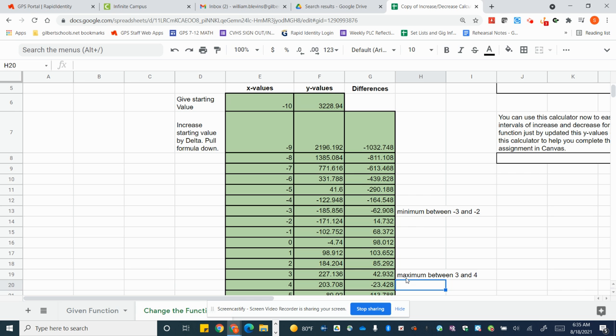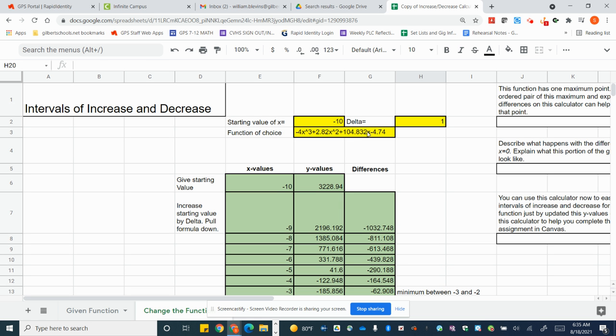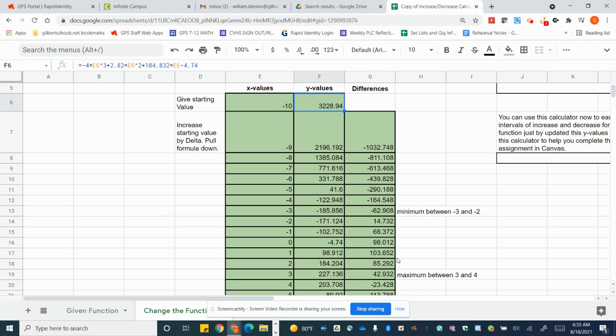So we start by just making those notes. Again, pause your video. Make sure that you enter in the function you're given on problems 1 or 2, program in the y values and pull it down, and then identify these rough intervals.